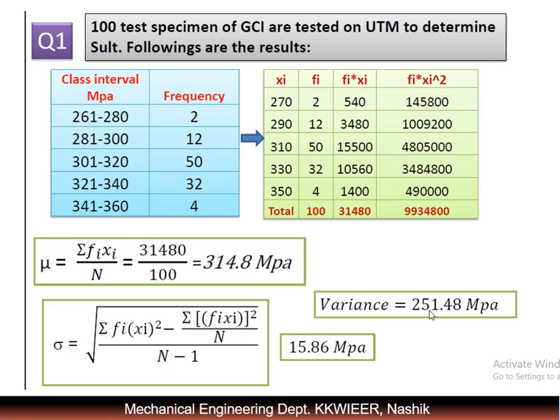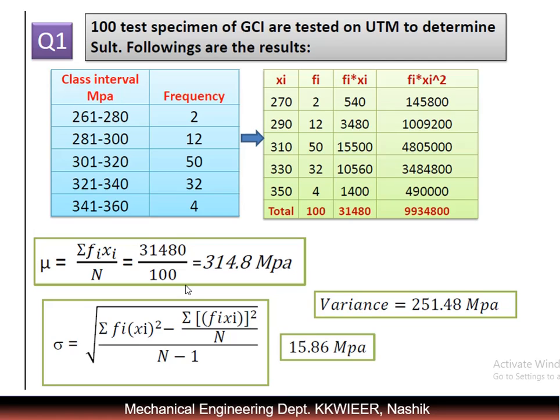So convert this into this form. We'll get fixi and fixi square. From this we'll calculate the mu. Mu is the summation of fixi upon n. Summation of fixi is 31480 divided by n. N is given, that is 100 test specimens, so 31480 divided by 100. So 314.8 megapascal is the mu from the problem.